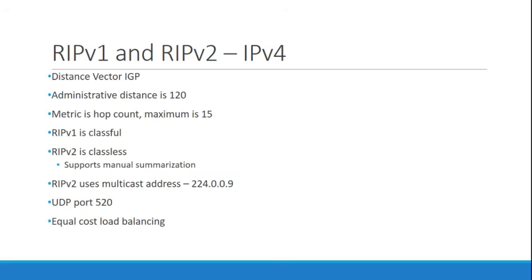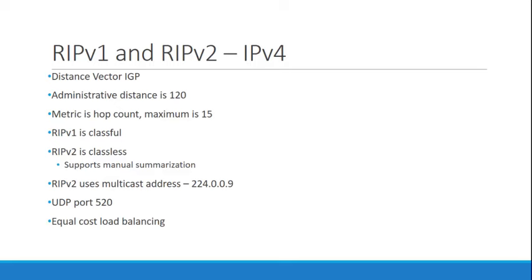RIP is a distance vector interior gateway protocol, meaning we use it within our autonomous system, right, not between autonomous systems. And it uses distance and direction, or distance and vector, to make its decisions. Its administrative distance is 120.